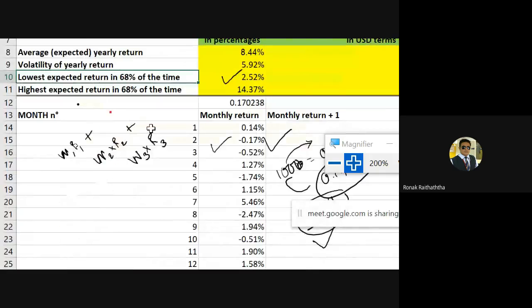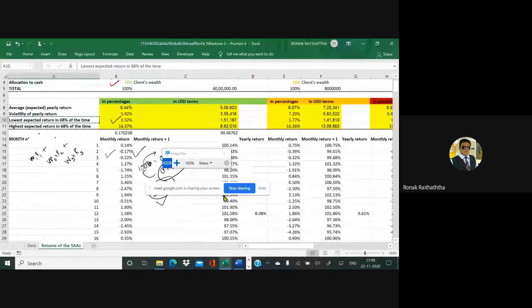Okay, no worries. We would do it. Don't worry. Okay. So once the yearly return was found, up to yearly returns, everyone was there with me, because I remember. Okay, that we had done.